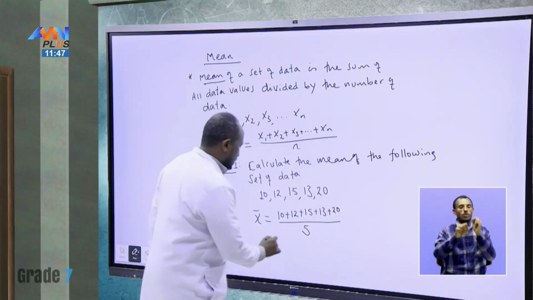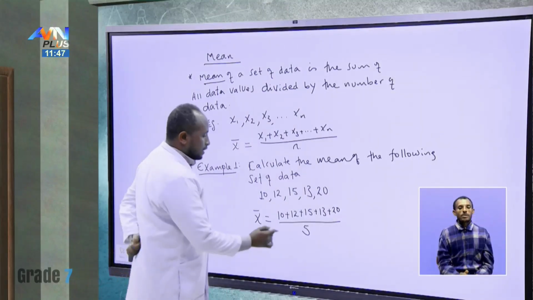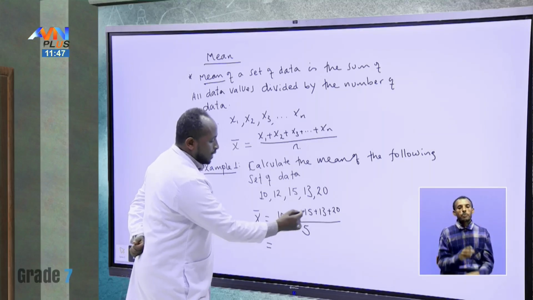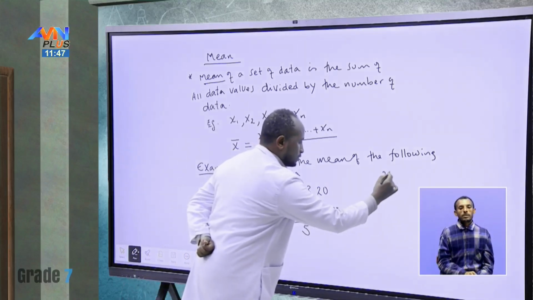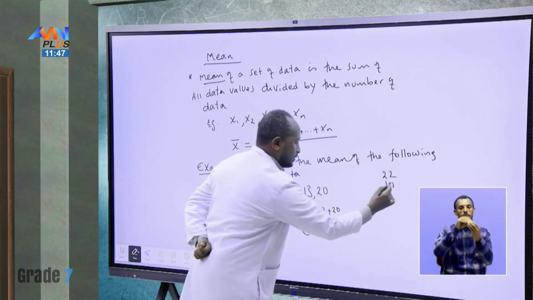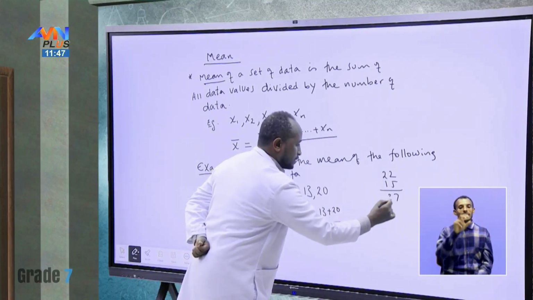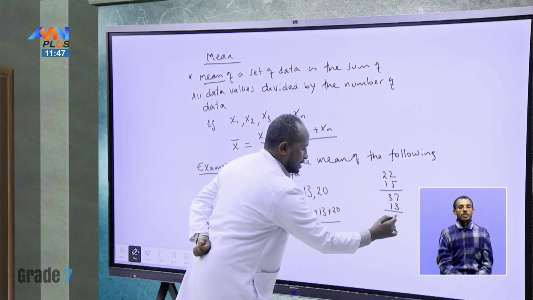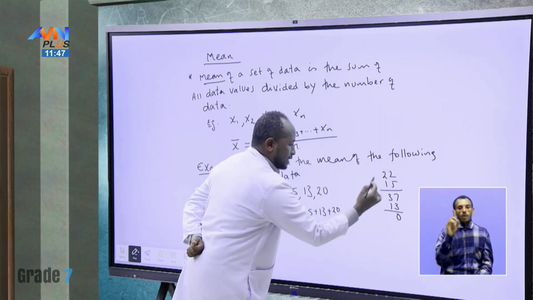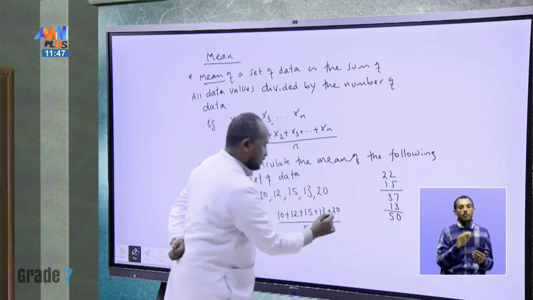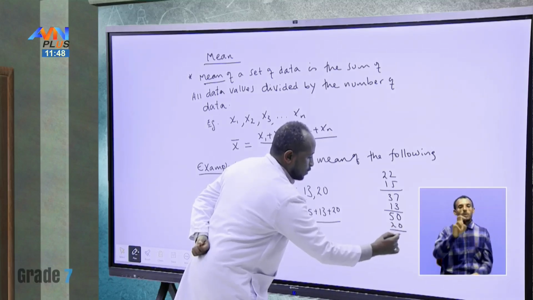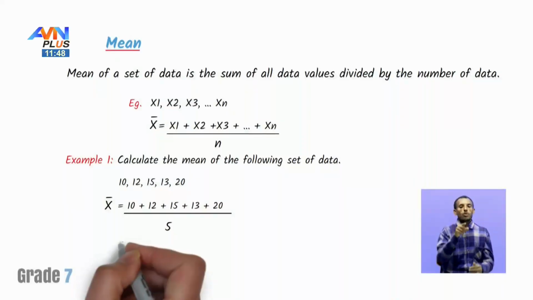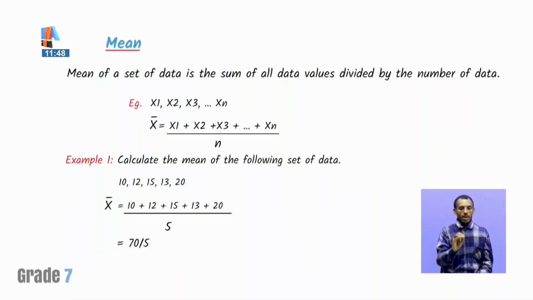So this will be equal to, let's add this, 10 plus 12 is 22, 22 plus 15, you have 37, and 37 plus 13, we add 13 here, 7 plus 3 is 10, and 1 plus 3 is 4, 4 plus 1 is 5, 50, and then 20, you add 20, so you have 70. The sum of this data is 70, so you divide 70 by 5, you'll have the mean.